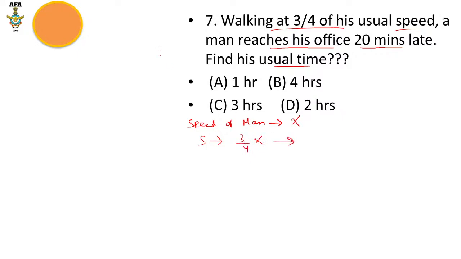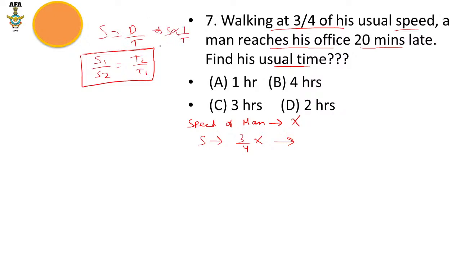So what time will be required? We know speed is equal to distance by time. If distance is constant, just remember this: s1 by s2 will be equal to t2 by t1. Why? Because speed is inversely proportional to time. So s1 by s2 will be equal to t2 by t1.